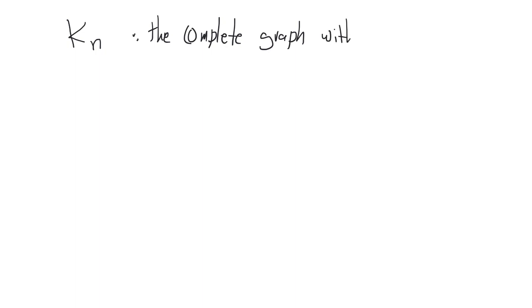Let me also discuss a specific class of graphs which are very useful. There's the notation K n, called the complete graph with n vertices. Complete means you take n vertices. Let us take n to be 5 and put in all the edges that you can.